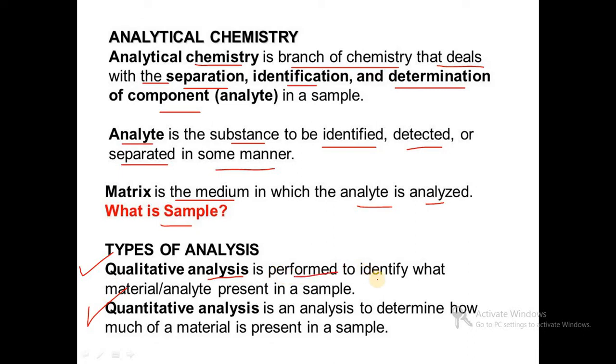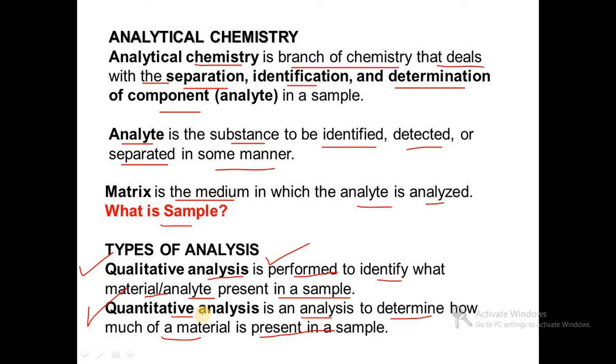Qualitative analysis is performed to identify what material or analyte is present in a sample, and quantitative analysis is an analysis to determine how much of a material is present in a sample. That is, qualitative analysis simply notifies the presence or absence of that element, but quantitative analysis gives the exact amount of that material in the form of weight or concentration. So overall, analytical chemistry is used in various chemical techniques.